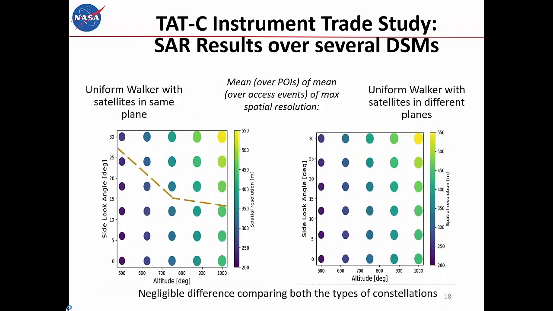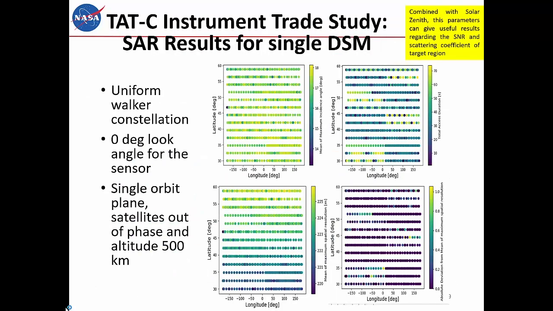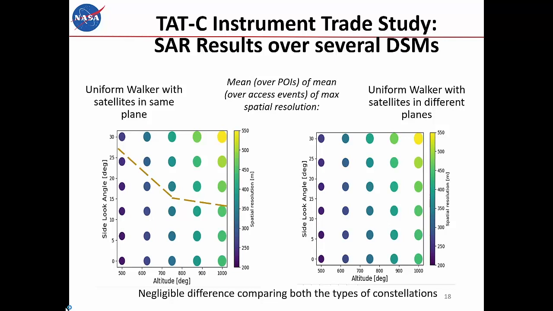We have similar things for spatial resolution, which is another metric. The cool thing with TAT-C is that we can make these plots for any metric of choice and across any of the design knobs or design variables so that you can choose your final design. This is over many, many designs.